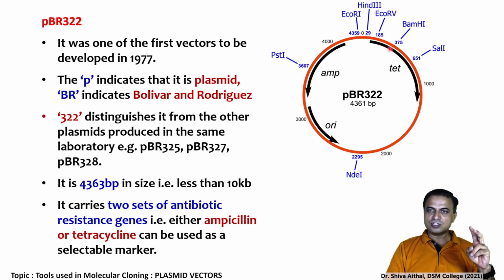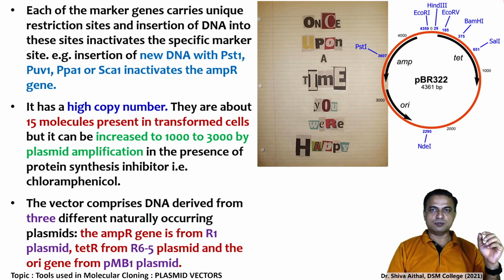The tetracycline gene contains three sites for cleavage, where the gene of interest can be introduced at three different points. The ampicillin resistance marker contains one insertion site, which can be cleaved by the restriction endonuclease PstI. There are two sites apart from these restriction insertions. Plain DNA insertion can also take place with HindIII, EcoRI or NdeI at various points. So this is the construction of pBR322.